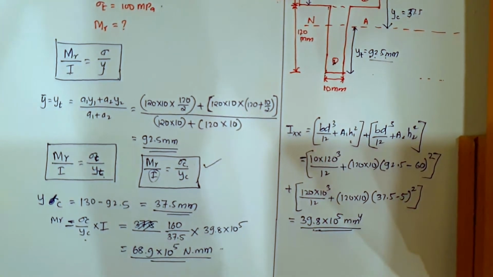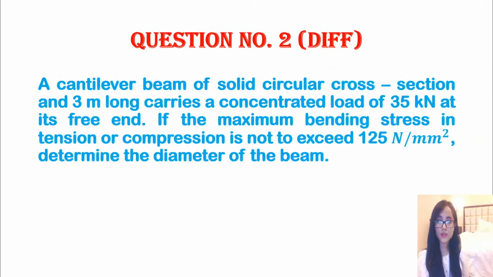Okay, so I hope this numerical is clear. Let us solve the second numerical. A cantilever beam of solid circular cross section and 3 meter long carries a concentrated load of 35 kilonewton at its free end. If the maximum bending stress in tension or compression is not to exceed 125 Newton per mm square, determine the diameter of the beam. So let us see how we can solve this numerical.